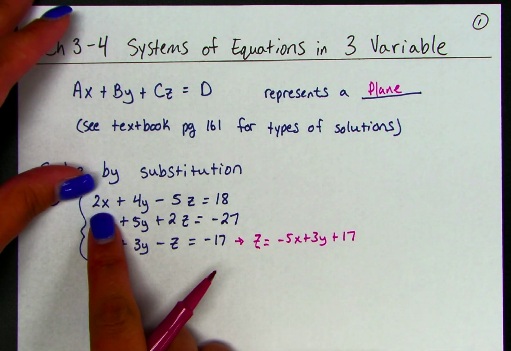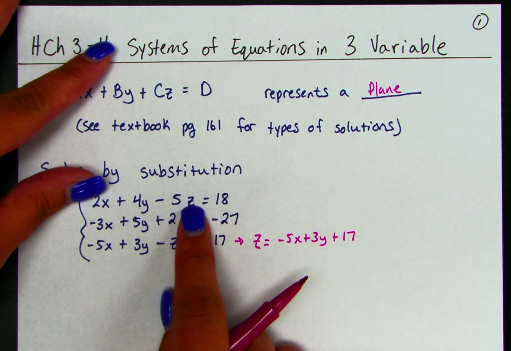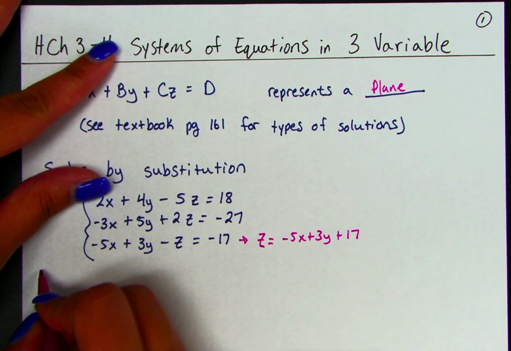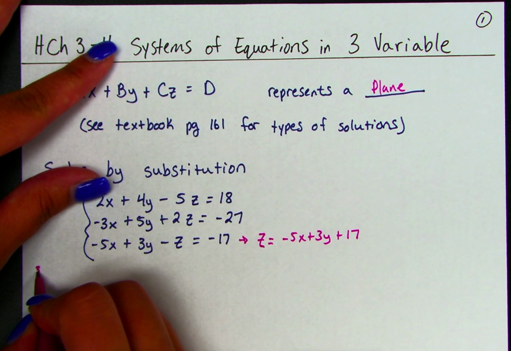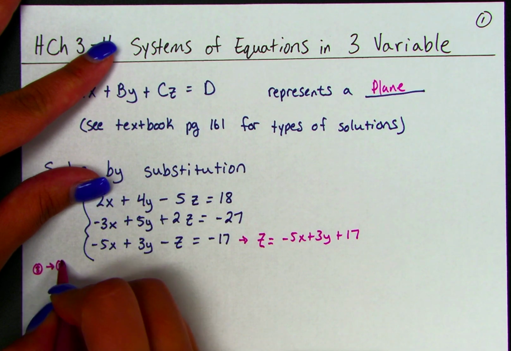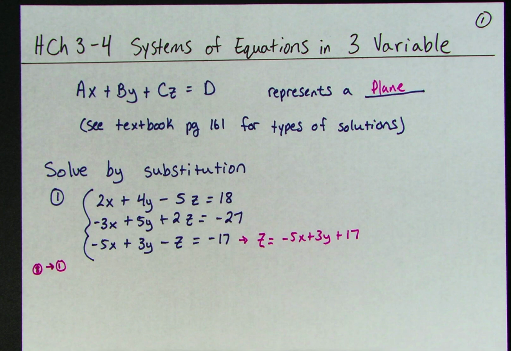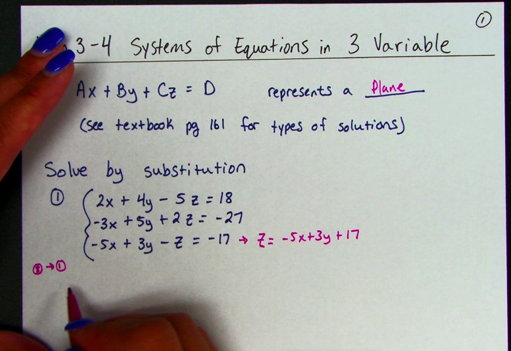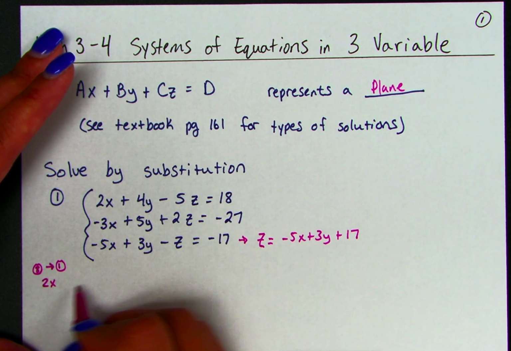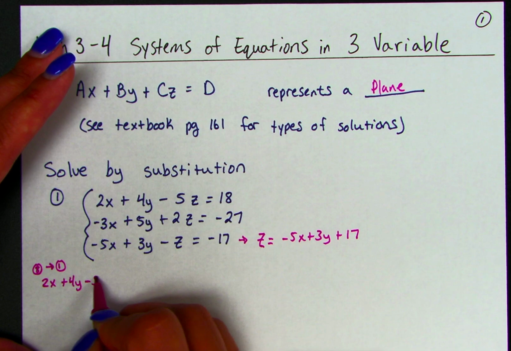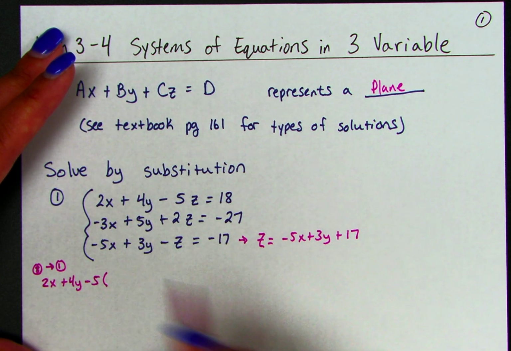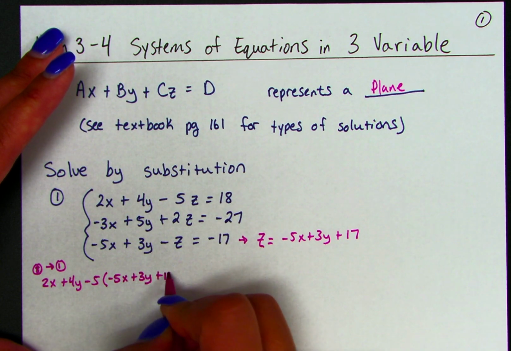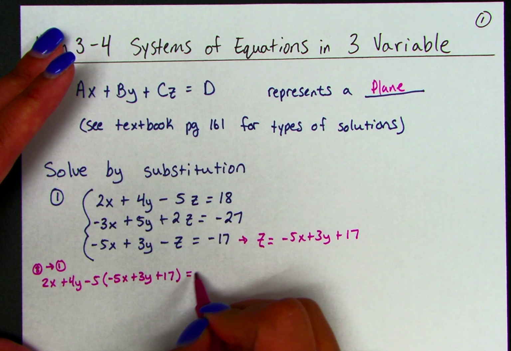If I start with equation 1, I'm going to replace the z with this expression. If it helps, off to the side, you can write equation 3 into 1, that's how I would show what I'm doing. And that's a 3, not an 8, even though it looks like an 8. My pen got a little thick. All right, so this will be 2x plus 4y minus 5, parenthesis, and then now I'm writing this, negative 5x plus 3y plus 17, and then equals 18.